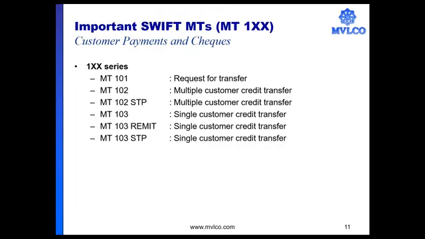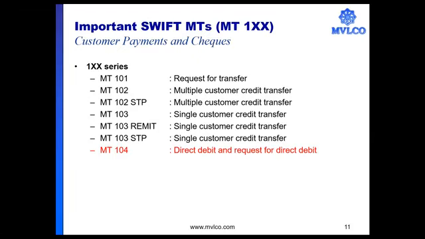Now under category 1 we have MT101, a request for a transfer. MT102 is a multiple customer credit transfer. MT102 straight through processing STP, again a multiple customer credit transfer. And in 103 we have three types: 103 core, 103 remit and 103 STP. I have segregated these messages because all these messages which you see on the screen now are the push type of messages. You push money, you pay money to somebody by using this category.